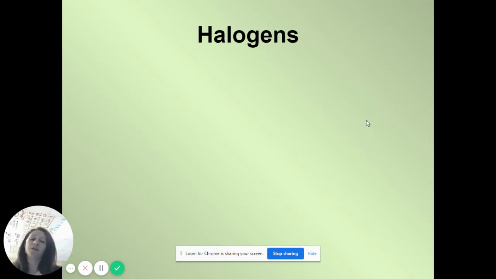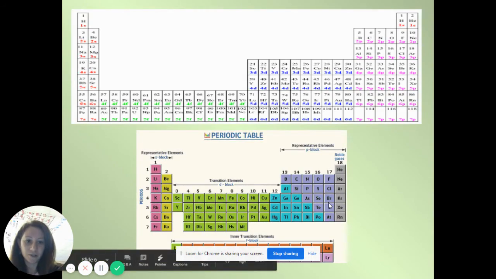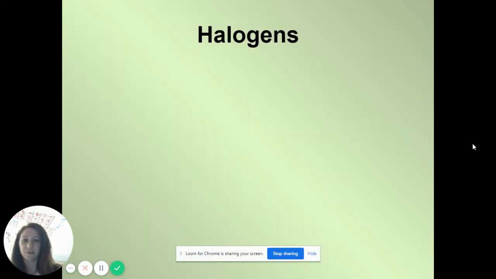The next group that we're going to talk about are the halogens, and those are group 17, so the group that's before last. So if you look at these right here, this would be group 17. These are the halogens, so fluorine, chlorine, bromine, iodine. Astatine is not really considered a halogen because it behaves a little bit differently. It's the rarest element anyways, so they don't know much about it.